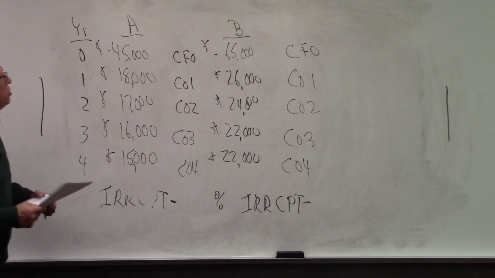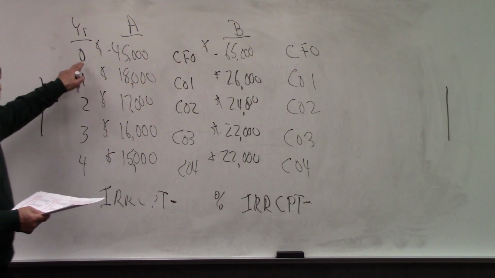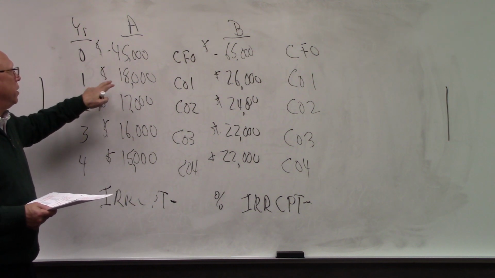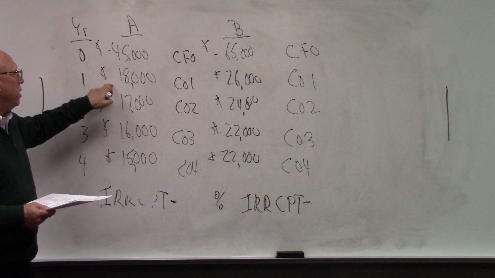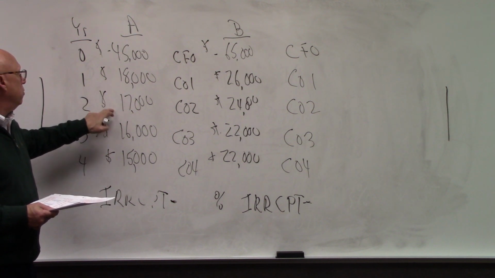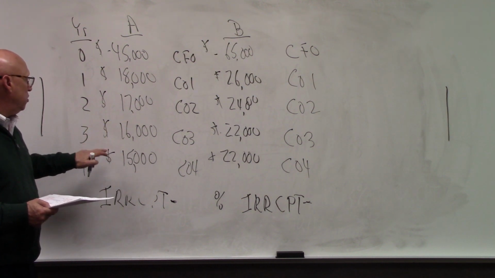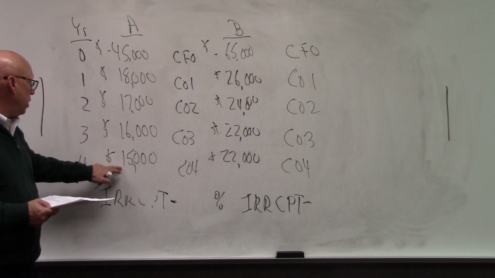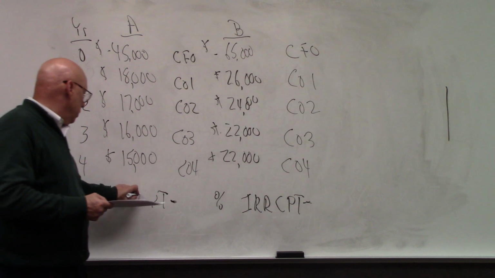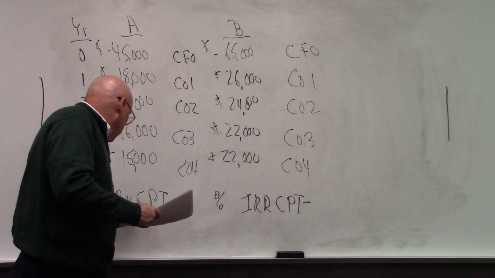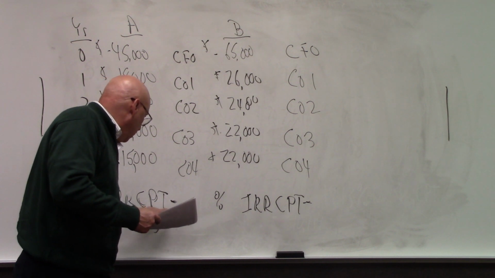So, CF0 equals 45,000 plus minus, enter down arrow, down arrow. CO1 is 18,000, enter down arrow, down arrow. CO2 is 17,000, enter down arrow, down arrow. CO3 is 16,000, enter down arrow, down arrow. And CO4 is 15,000, enter down arrow, down arrow. IRR compute, and you should get 17.93%.